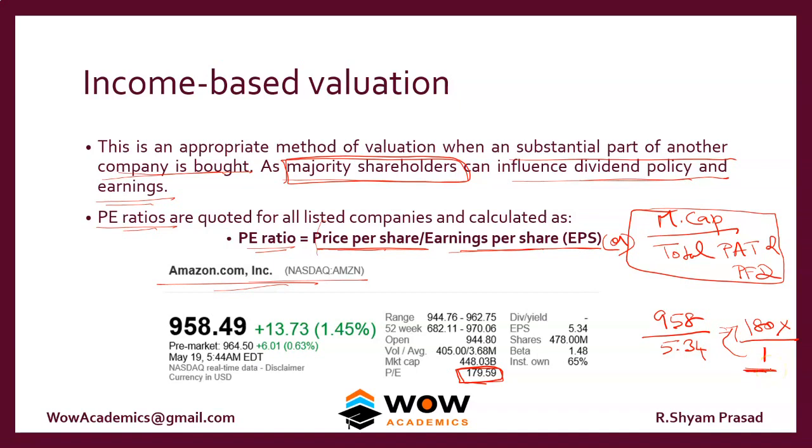Because they feel that Amazon is an amazing company, it can grow a lot, and they feel that this EPS number can grow tremendously. So even if the price is at 958, they feel that this 5.34 EPS can go high. How high could it go? They feel that it might even go to 95.8, at which time the PE can fall to 10. So they feel that the earnings per share will increase tremendously over a period of time. That is why they are willing to make a bet of 180 times for $1 of earnings.